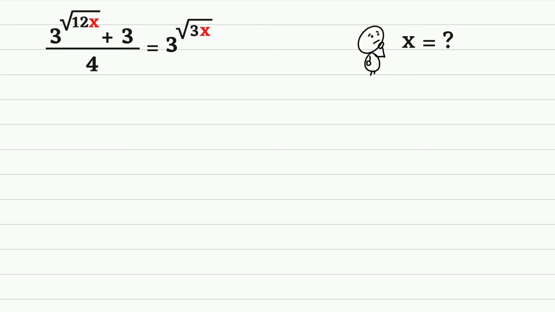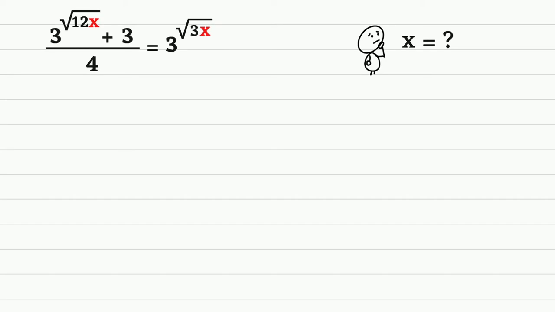It's a polynomial equation. We have 3 to the power of square root 12x plus 3 over 4, and that equals 3 to the power of square root 3 times x. You might want to give it a try before watching the solution, as you wish. So we want to find x. What could it be? How can we find it?